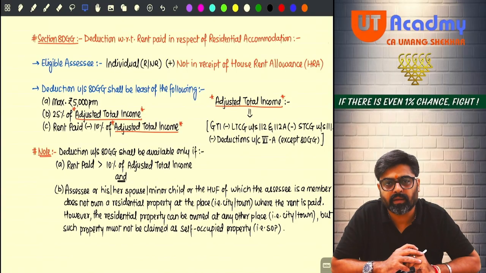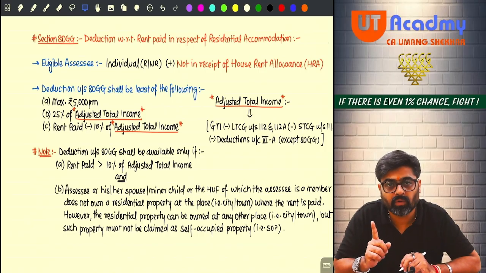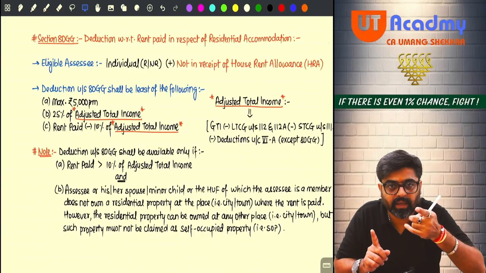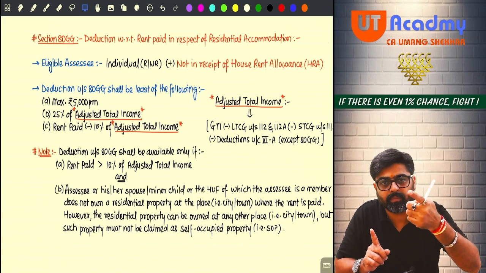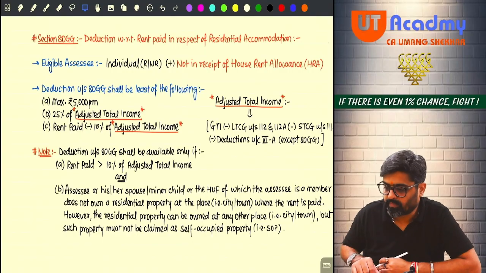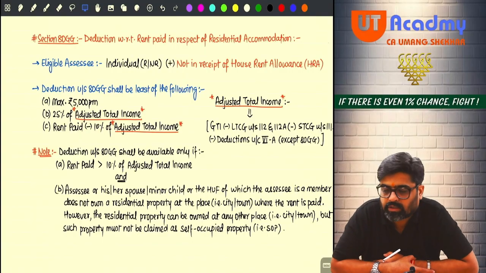If you are paying rent and receiving HRA also, then for the rent paid you have already claimed exemption under 10(13A). You will not be eligible to claim this deduction. You will be eligible to claim this deduction only if you are paying rent without receiving HRA. You are not in receipt of HRA and you are paying rent. Then you can claim deduction under 80GG. How much deduction you can claim under 80GG?